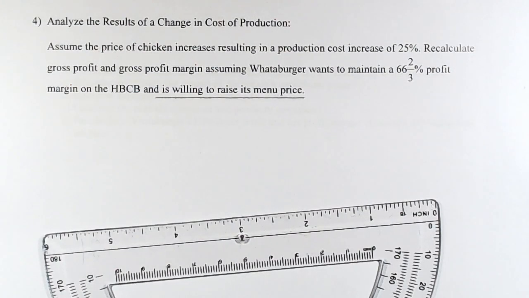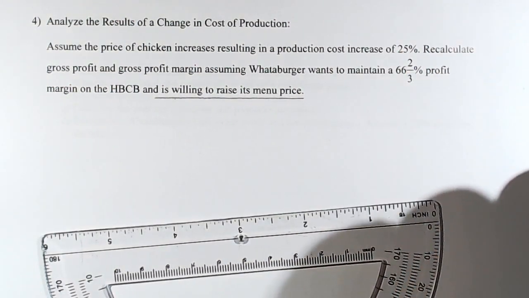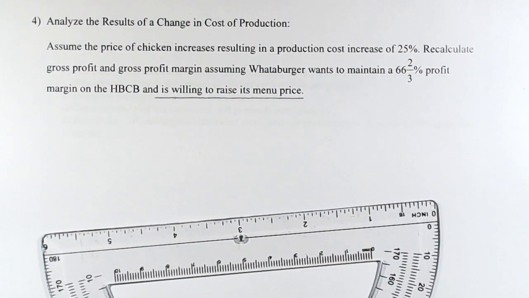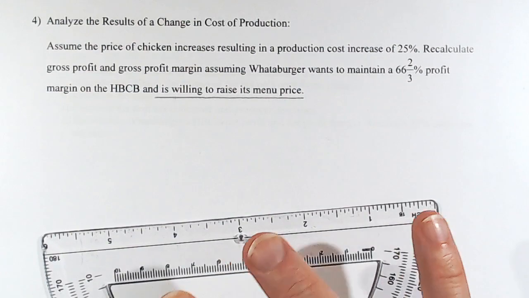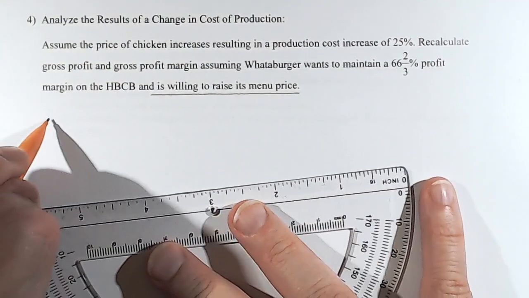All right, so we're going to find out what happens here. And this is a pretty common occurrence. You know, the price of chicken goes up, so now everything that you make costs more. Because for the honey butter chicken biscuit, one of the key ingredients is chicken. So if the price of chicken goes up, the whole unit cost goes up, and you'll either have to take less profit, or a lower profit margin, or you'll have to increase your price. So let's figure out what's going to happen here. First, let's figure out the new unit cost.